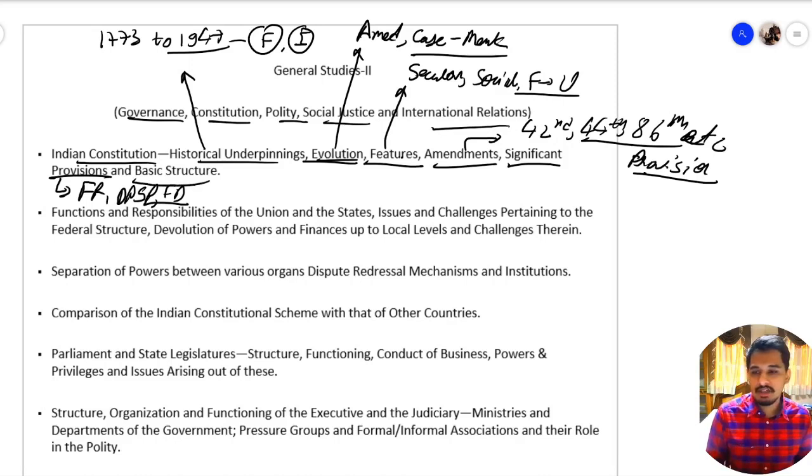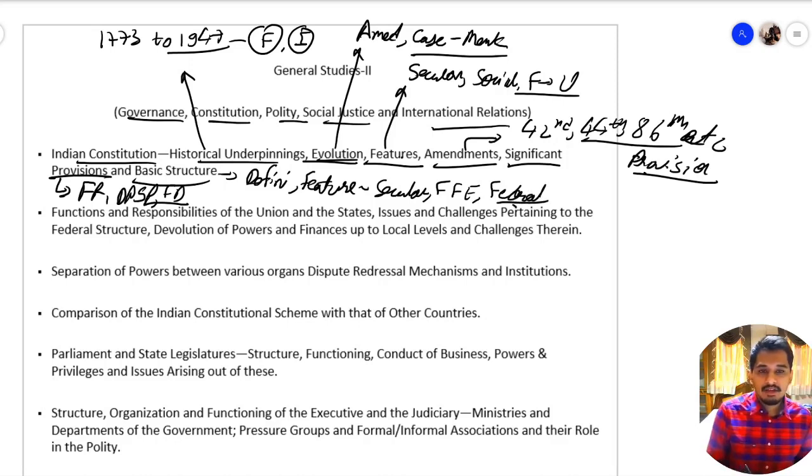Then in basic structure, you should know about the definition of basic structure. What are the features of basic structure? Like secularism is one of the features. Then we have free and fair elections. Then we have federal structure is one of the features of basic structure, like this.